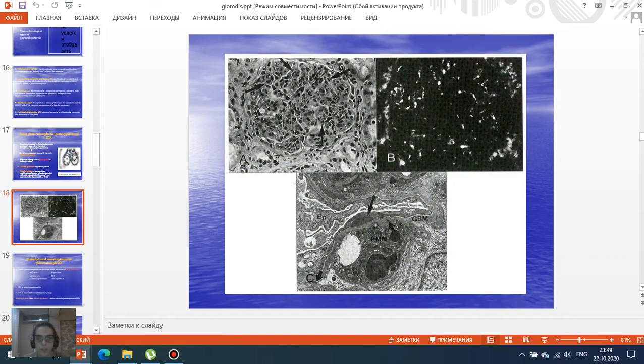Here you can see light and electron microscopy of acute post-streptococcal glomerulonephritis, and immune complexes and leukocyte deposits in the basement membrane.